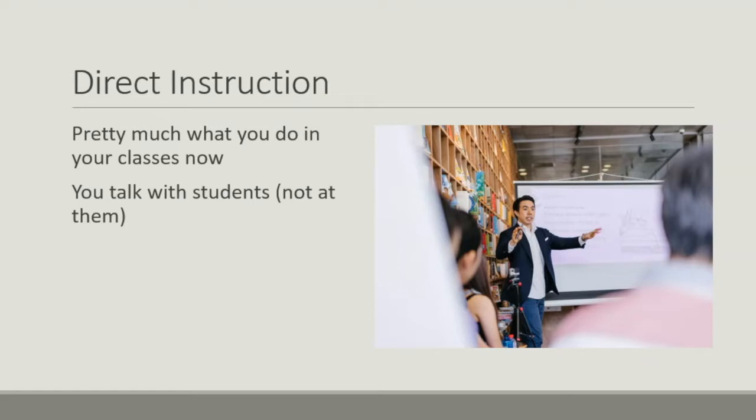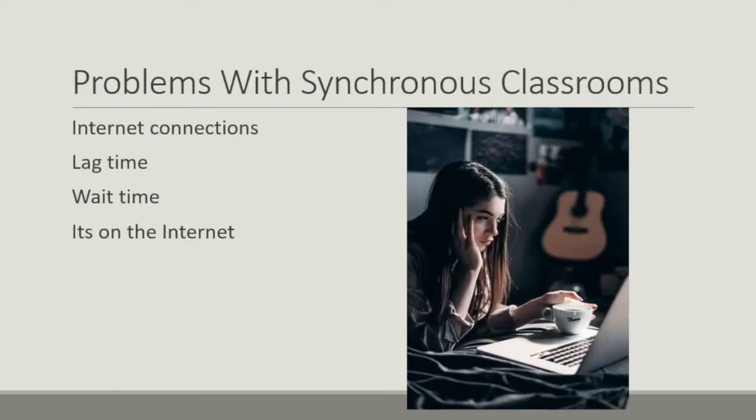So direct instruction in a synchronous online class can feel sort of like direct instruction in a face-to-face class, but there are some issues that you need to be aware of. One is internet connection, and part of that is the fact that your students are going to need a robust internet connection to participate well. Synchronous online classrooms, because they carry both video signal and audio signal, require a robust connection, and they're very resource intensive. They take up a lot of bandwidth for your internet connection.